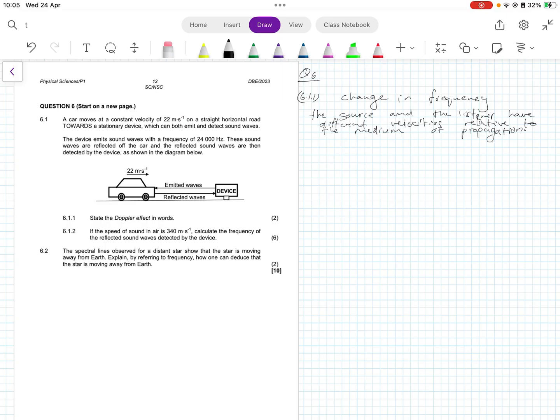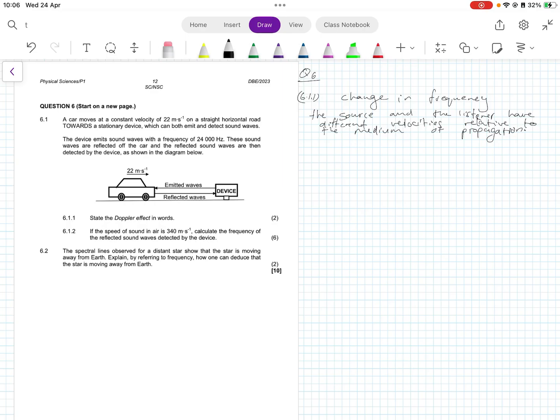Now, how you would tie it together, you would then say the Doppler effect states that the apparent change in frequency of the sound detected by a listener is because the source and the listener have different velocities relative to the medium of propagation. So the Doppler effect is the phenomenon whereby the apparent change in frequency detected by the listener is because the source and the listener have different velocities relative to the medium of propagation. Or you could say it is the apparent change in observed or detected frequency as a result of the relative motion between a source and an observer.